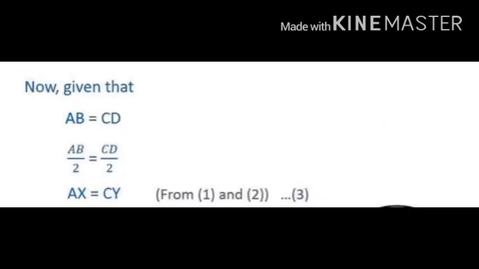Now this is given that the chords are equal. So AB upon 2 is equal to CD upon 2. So AX is equal to CY from equation 1 and 2. Now this is the equation number 3.